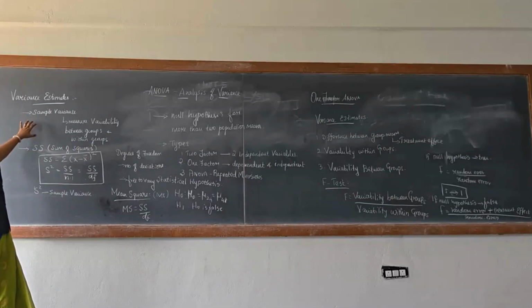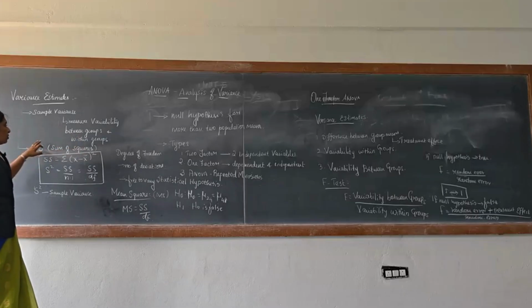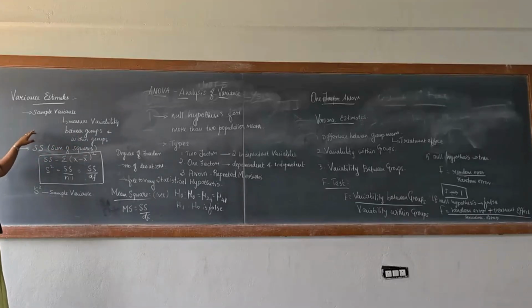So variance defines the sample variance, which measures the variability between the groups as well as within the groups. The sample variance can be calculated using the sum of squares, which is represented as SS. In formula, SS is equal to summation of (x minus x bar) the whole square. In other terms, S square is equal to SS divided by n minus 1, where S square is the sample variance.